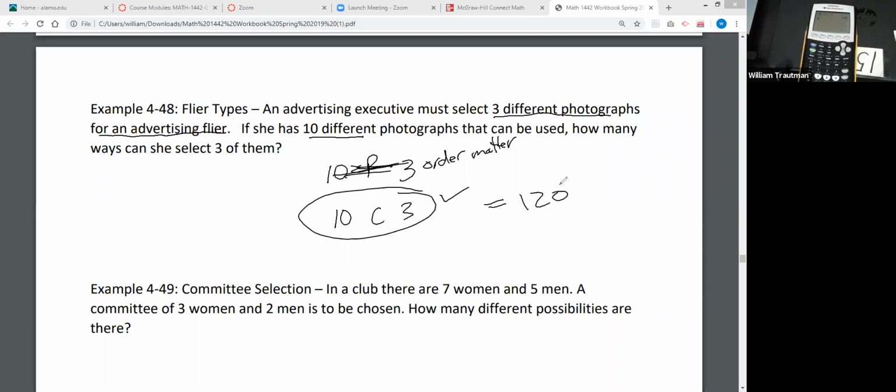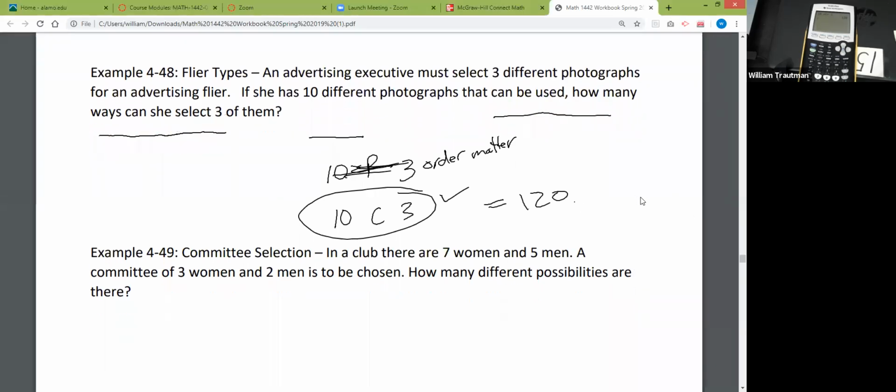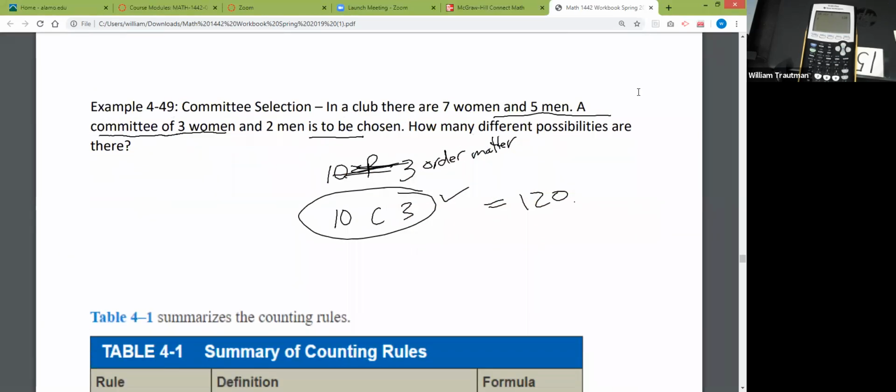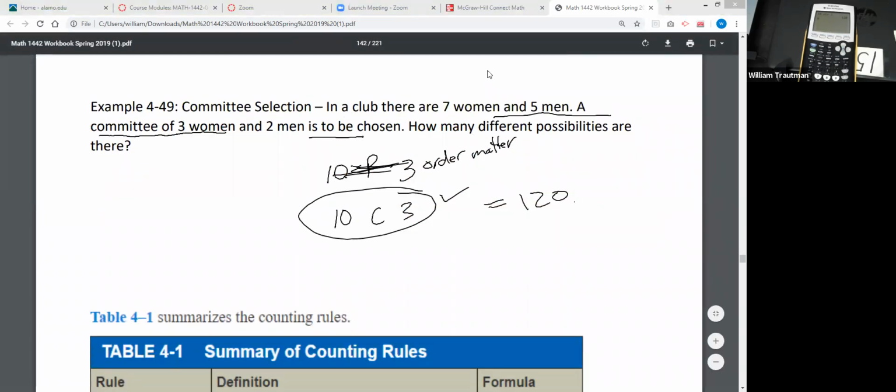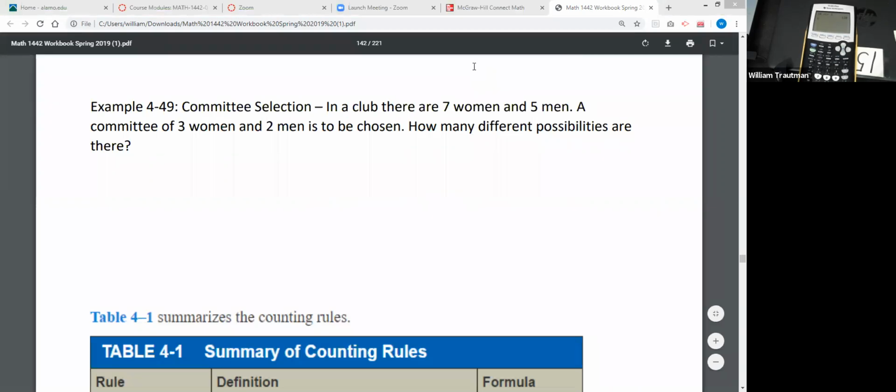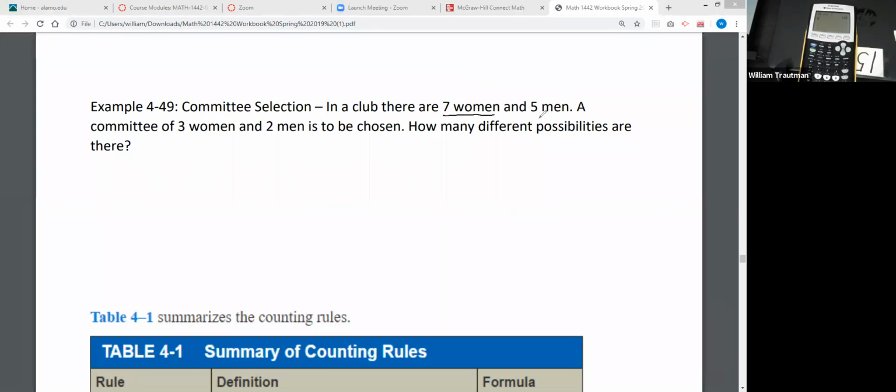All right. Next one down here. In a club, there are 7. Oh, this is going to be a little bit harder. I need a little extra room. It's not really harder, but it's a little different. In a club, there are 7 women and 5 men. We need a committee of 3 women and 2 men.